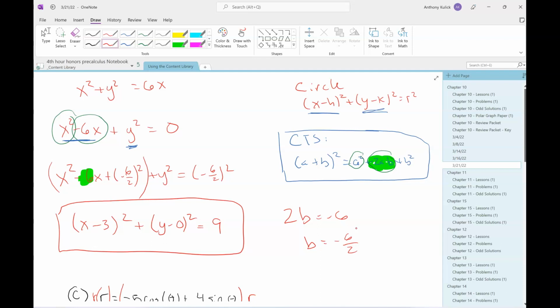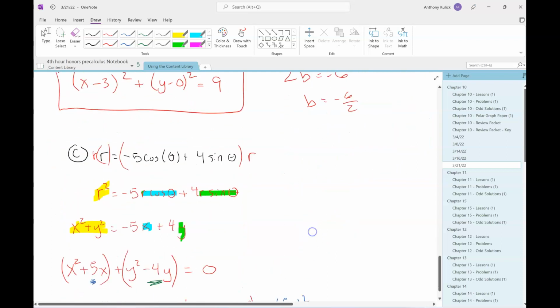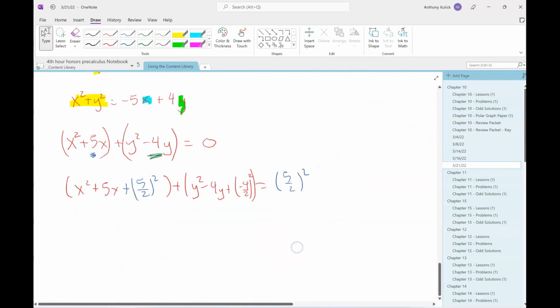Now, I said always. I need to put one little caveat on that. As long as the leading coefficient is 1, it'll always just be dividing by 2 to that middle term. If the leading coefficient on x isn't 1, then it's a little bit trickier than that, but we're not going to cover that situation in this course, so don't have to worry about that.